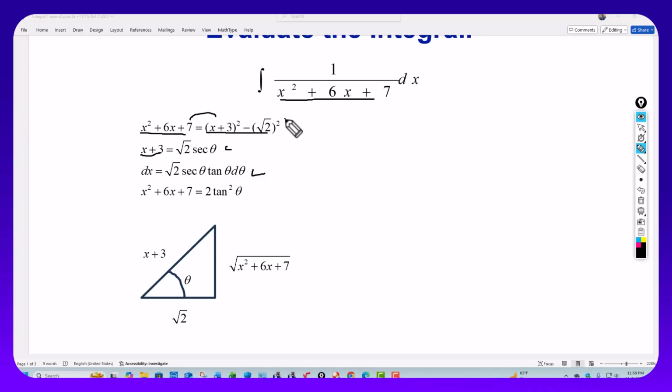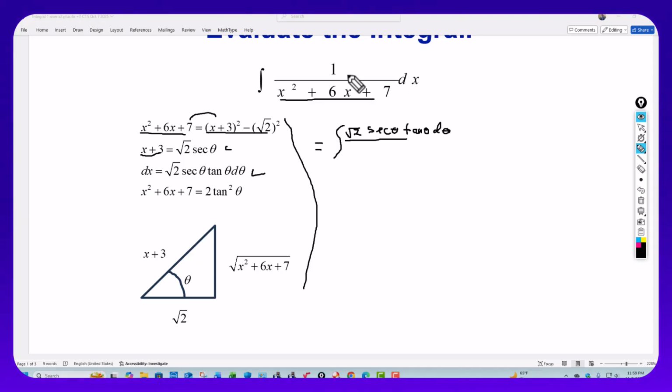So now we just make a transformation in terms of theta. So this would be the integral of, and then the dx, it's going to be all of this. So this will be the square root of 2, then we got secant of theta, tangent of theta, d theta. So all I did there again is I made a substitution for dx.